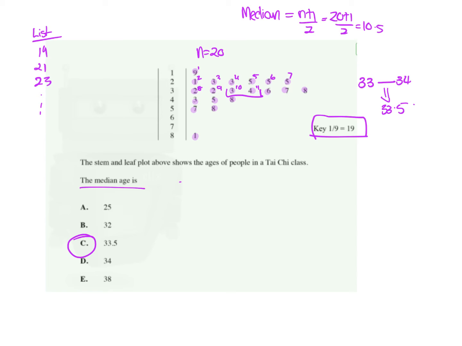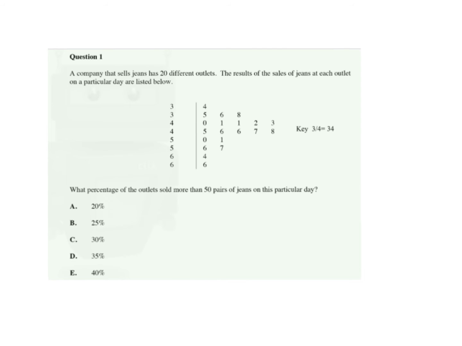Another thing you could do, now that you've done it manually, if you've got time at the end of the exam, is chuck it in your calc and check it that way. That would be a different way that you've found it. This question: a company that sells jeans has 20 different outlets. The results of sales of jeans at each of the outlets on a particular day are listed. They were nice, they gave us the n, so we don't have to count it.